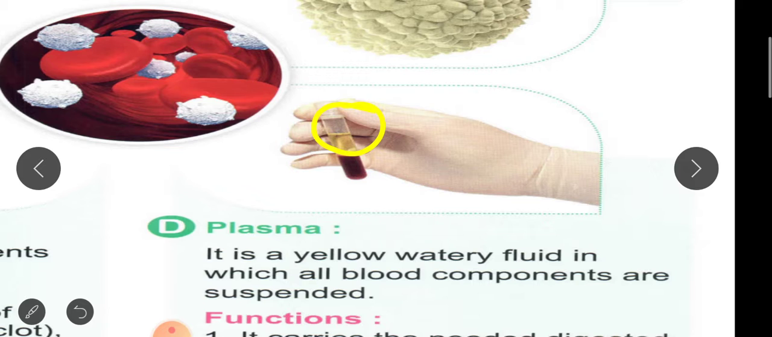So our blood is liquid because of what? Because of the plasma. Why is it liquid? Because the plasma is a yellow watery fluid. Okay, so again, the plasma is what? A yellow watery fluid where all the blood components, which are the red blood cells, white blood cells, and the platelets, are suspended in it.